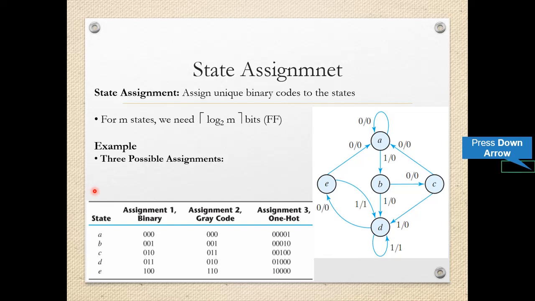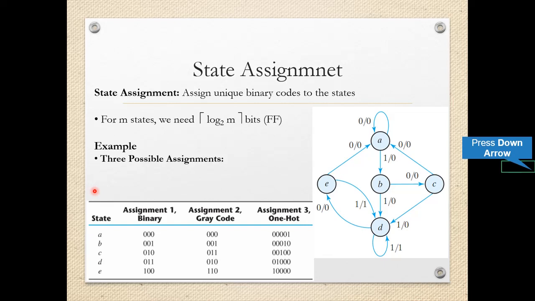For example, if there are 4 different states in the machine, then we require 2 raised to 2. 2 raised to 2 is equal to 4, where in 2 raised to 2, the 2 is the number of bits. So 2 bits will be sufficient to assign the unique code for each state. If the number is changed from 4 to 5, then 2 bits will not be sufficient. We have to go for 3 bits.